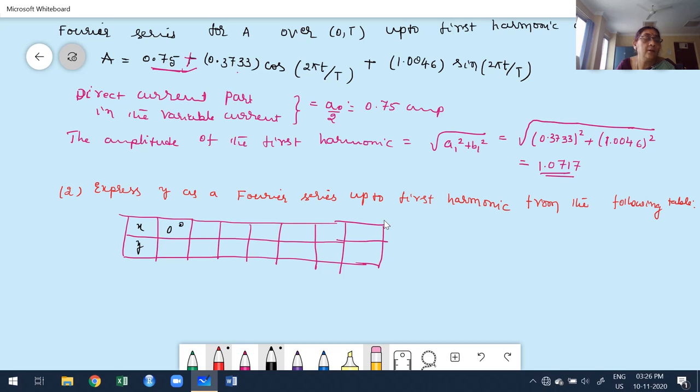0 degree, 7.9; in steps of 60 degree increasing, 60 degree, 7.2; 120 degree, 3.6; 180 degree, 0.75; 240 degree, 0.9; 300 degree, 6.8; 360 degree, 7.9. Yeah, this is the data they provide. I want to construct up to which harmonic? First harmonic, okay?